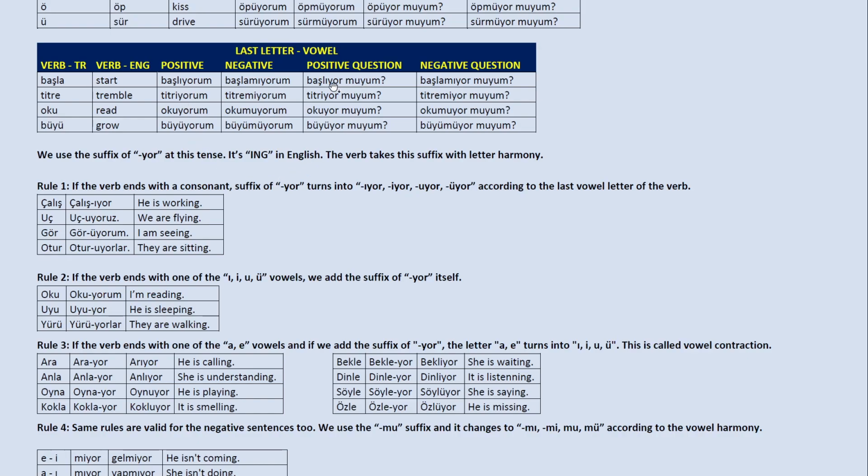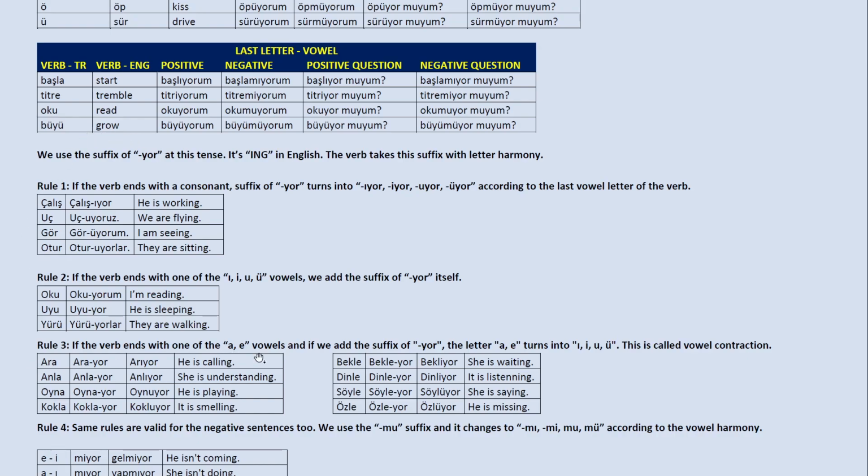And it happens the same in positive question too. We don't say başlayor muyum? We say başlıyor muyum? Ara, when we add the -yor, A turns into I. Bekle, when we add the suffix -yor, it becomes bekliyor. Or here, titriyor, not titreyor. Oku, okuyor. Büyü, büyüyor.